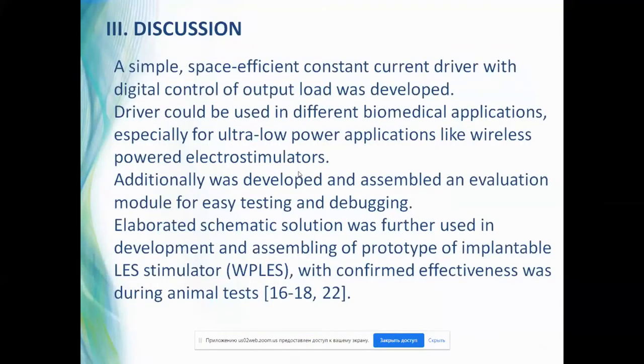So, discussion. A simple space-efficient constant current driver with digital control was developed, and it could be used in different biomedical applications, especially ultra-low power applications like wireless stimulators or other uses. We developed an assembly and evaluation model for easy testing, and this schematic was also used during production of the prototype of the implantable stimulator with confirmed effectiveness that was done during the animal test.